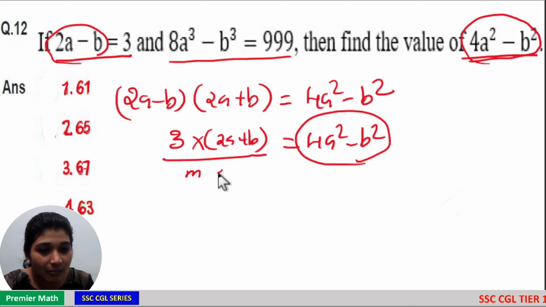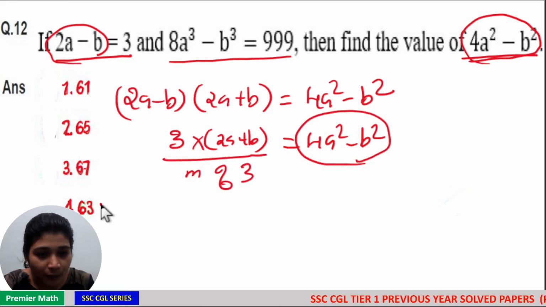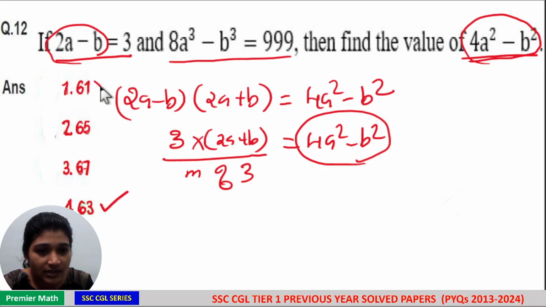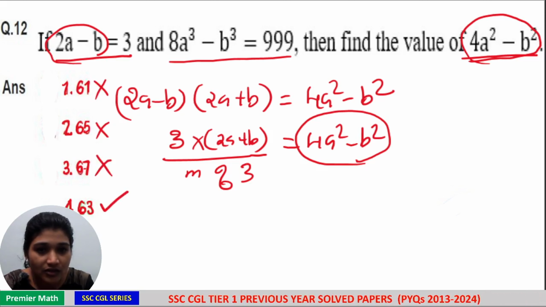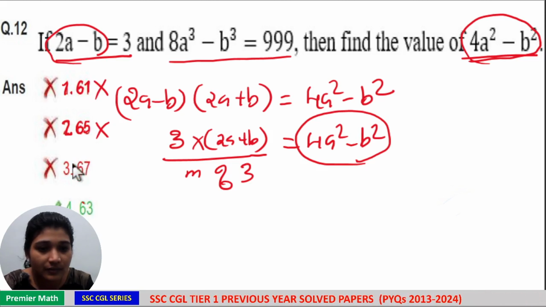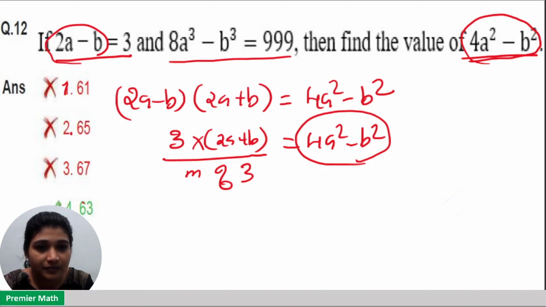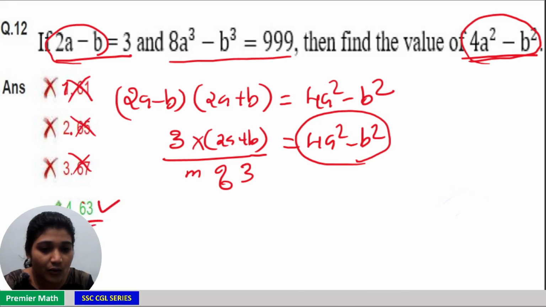Which means here 4a square minus b square is a multiple of 3. If you look at the options, only option 4 is a multiple of 3. All others are not multiples of 3. So option 4 is your answer. Here 63 is the only multiple of 3.